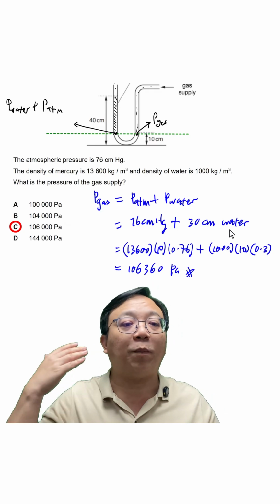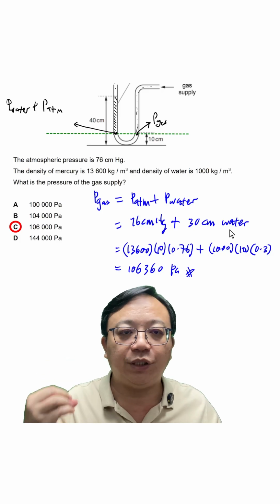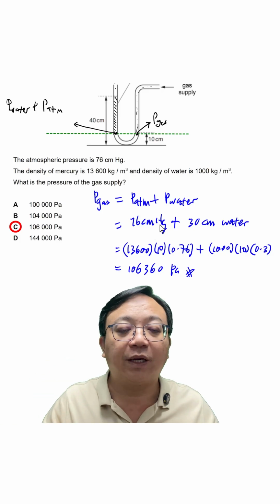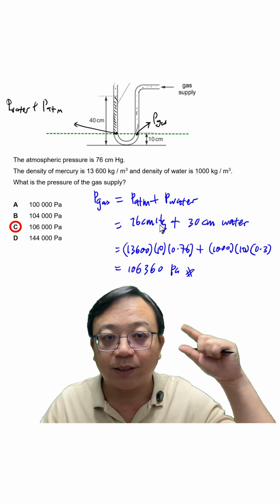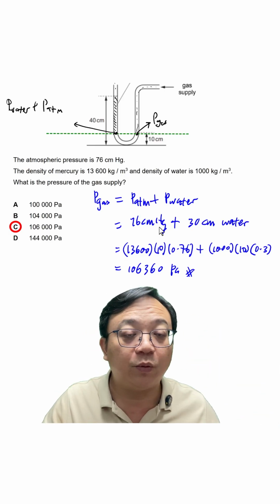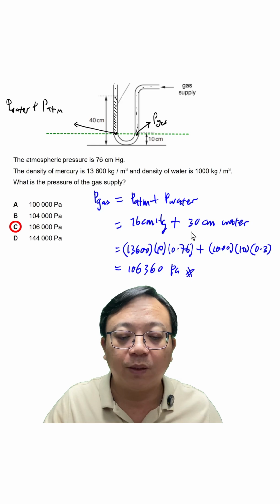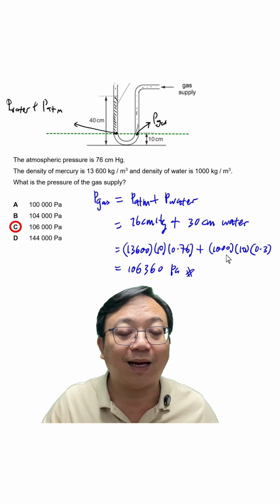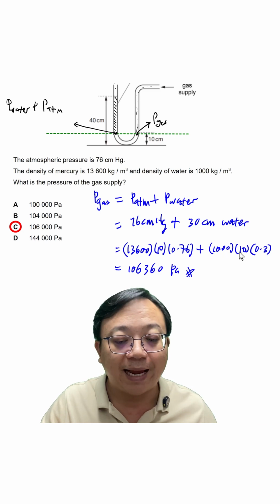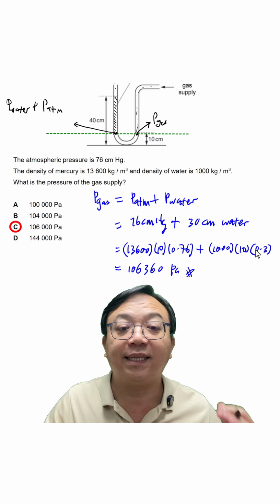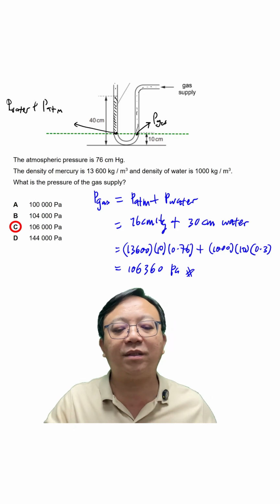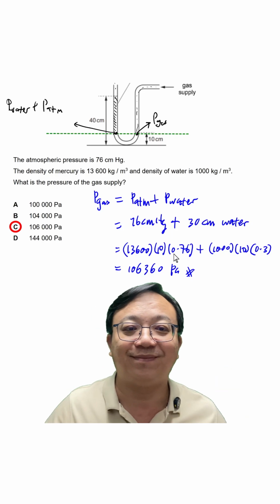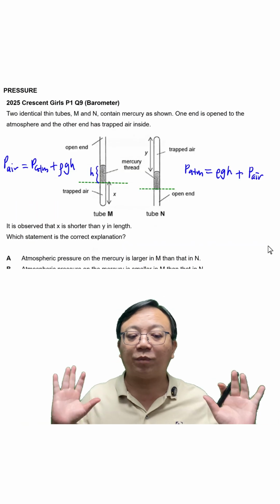So you need to convert all to Pascal using what? Using rho g h. So 76 cm mercury means the h is 76 cm. You must convert to meter, right? But it's in mercury, so you must use density of mercury, 13,600. g is 10. h is 0.76. Must convert to meter, yeah? 30 cm water. What is the rho g h for water? Rho is 1,000, the density of the water. g is 10. Height is 0.3. Okay, 30 cm is 0.3. So add together, you get 106,360. Answer is C.